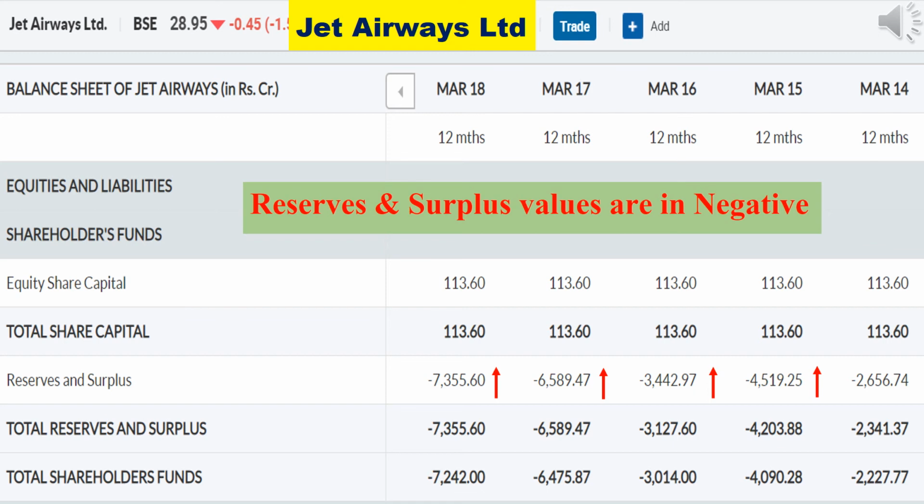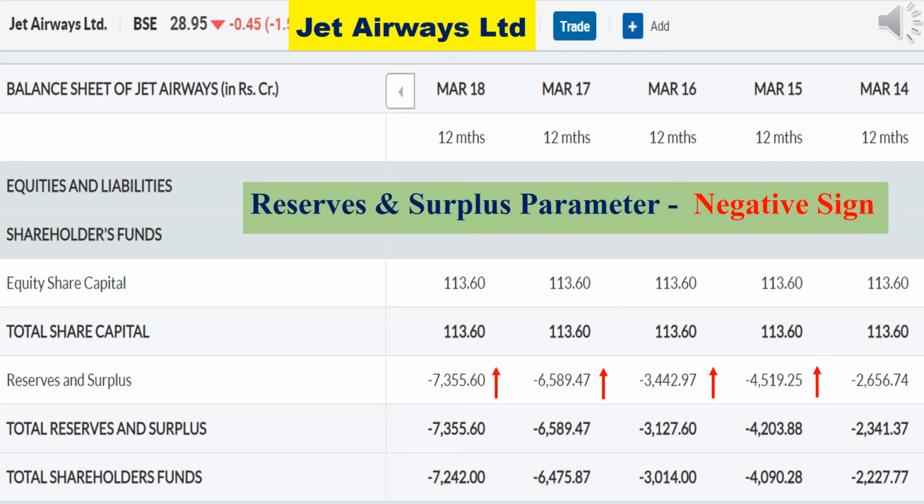Don't think that if any company earns profit, only that profit will be added to reserves and surplus. Don't think like that. Companies' losses will also be added to reserves and surplus. That is why Jet Airways reserves and surplus value is negative.